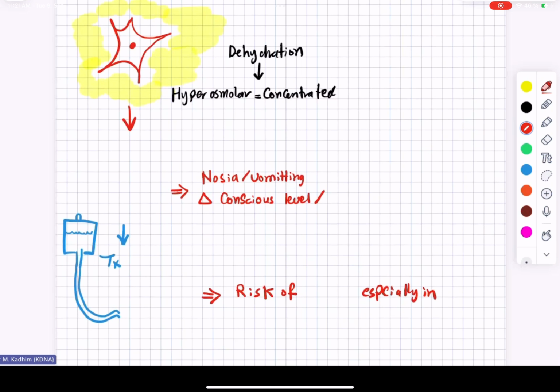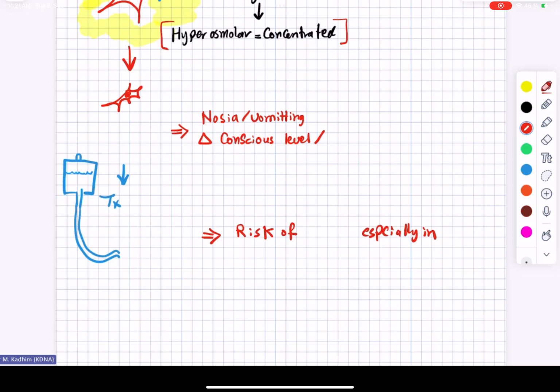Effect on the brain cells: dehydration also will cause hyperosmolarity of the plasma, and hyperosmolarity of the plasma will pull the water from the brain cells and cause the brain cells to shrink. Shrinkage of the brain cells will give you a presentation of nausea, vomiting, or change in the conscious level, disorientation or drowsiness. This plays a major role in the correction phase of the dehydration or the DKA. If you correct very rapidly, you may precipitate a problem. Let's say this is normal saline, and you correct very rapidly, the normal saline will drive the water inside the nerve cells so fast that they swell and it will appear as brain edema.